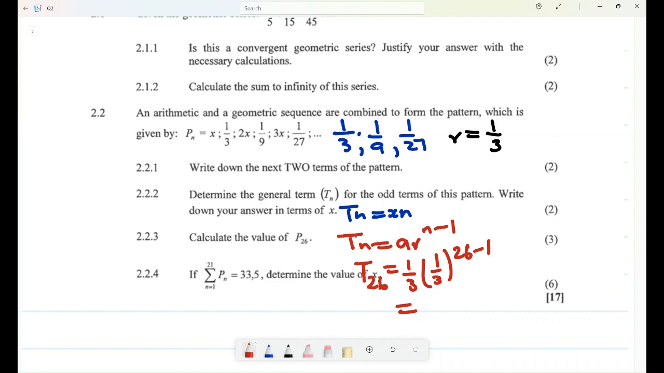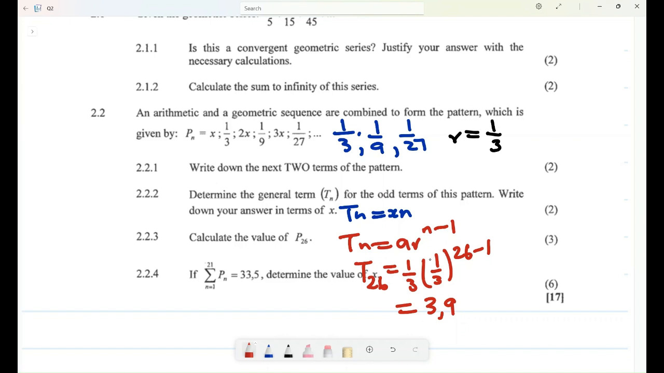You can say this is Pn, it's still fine. You can say Pn here, but let me keep it as Tn. So I'm saying it is 1/3 multiplied by 1/3 all raised to the power of 25. I get an extreme value here.